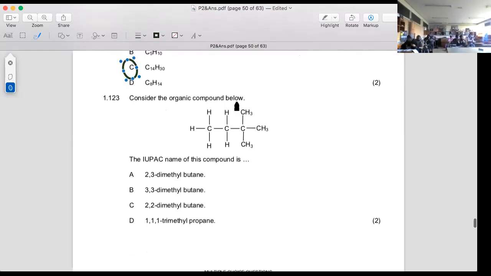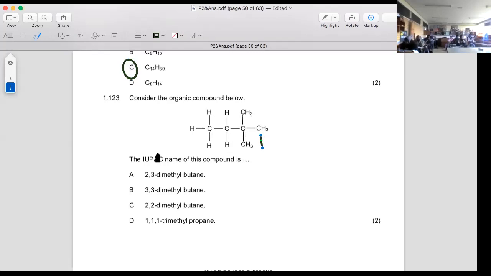Consider the organic compound below. The IUPAC name of this compound is, okay, let's just have a look at it. What is the longest chain? 1, 2, 3, 4. It's got 2 branches. And we always number it from the side that's got the most going on. So I wouldn't number this 1, 2, 3, 4, because there's a lot going on this side. So I'm going to number it 1, 2, 3, 4.